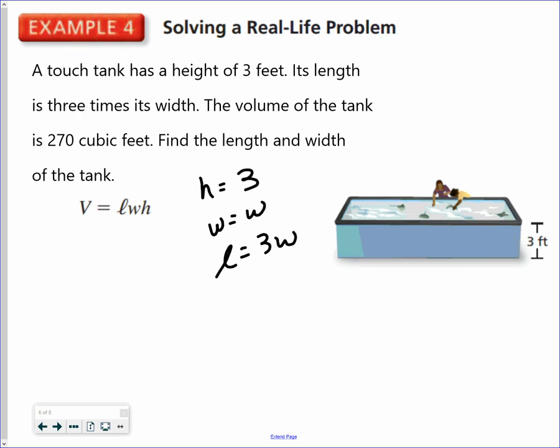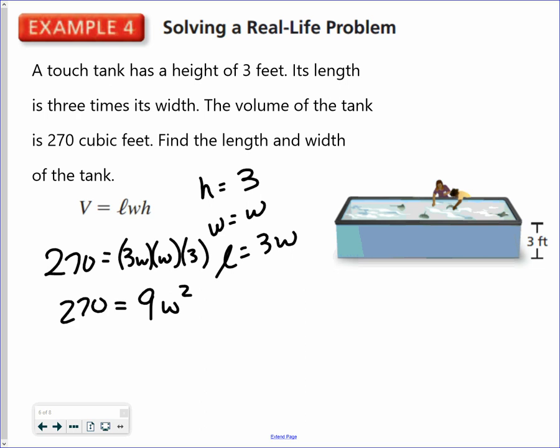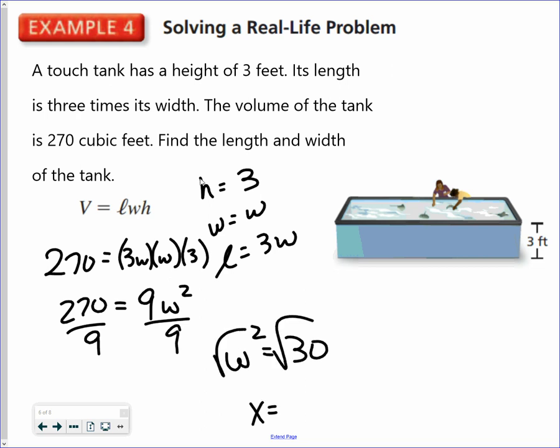So now, 270 equals 3w times w times 3, which gets me 9w squared. And I can solve this from what I learned today. Divide both sides by 9. w squared equals 30. Take the square roots of both sides. Oops, don't mean to have an x there. w would equal plus or minus, and I'm going to write this as a decimal, plus or minus 5.48.